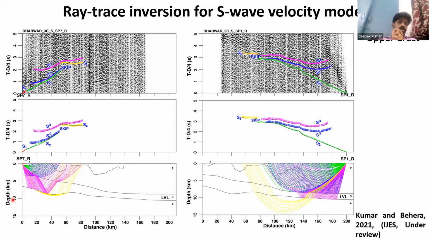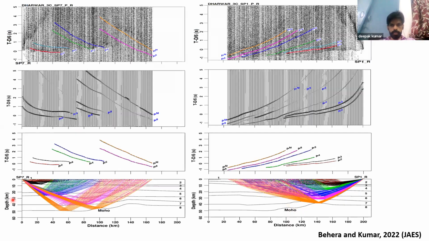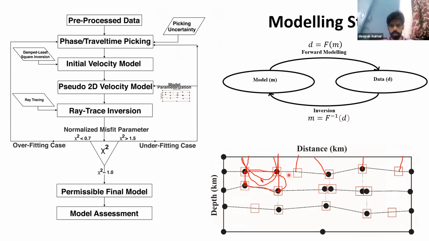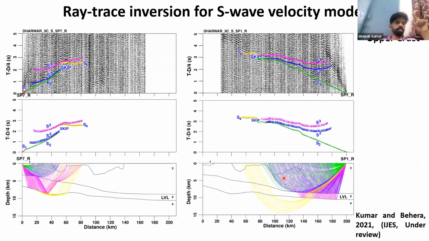Okay, and one more thing. See, the relation between VP and VS is like VP equals √3 times VS, so S wave velocity equals P wave velocity divided by √3. The P wave velocity information from the P wave modeling, I divided by √3, and I used that for each node. These are the nodes. For each node I have a P wave velocity, so I converted that into S wave velocity.